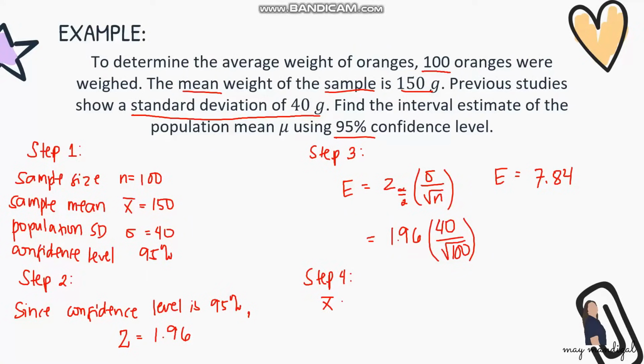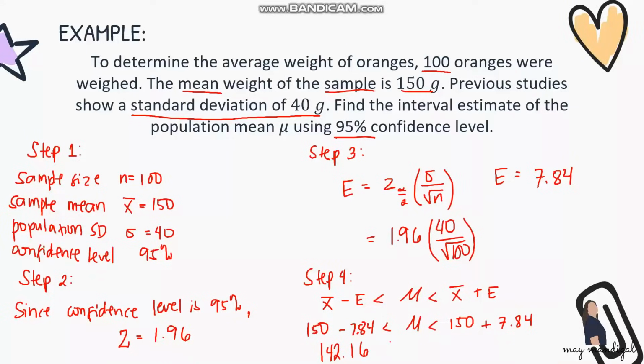And lastly, for step number 4, we will now write our interval estimate. So it's the sample mean minus the margin of error and the sample mean plus the margin of error. You just have to substitute here. So 150 minus 7.84, and then the upper limit is 150 plus 7.84. And then all you have to do is simplify this. So we have 142.16 as the lower limit of our interval, and the upper limit is 157.84. So this is now our final answer.